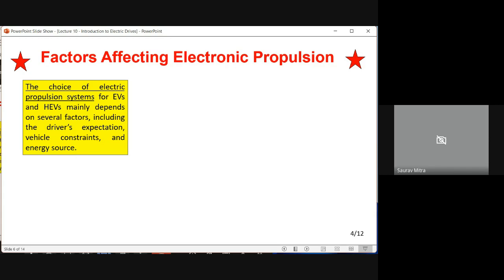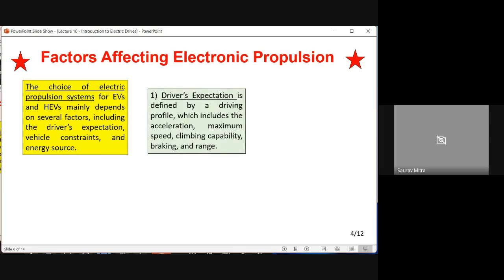And the third one is the energy source, whether it is diesel, petrol, or EV, whether it is hybrid or fuel cell driven. All these are the driver's choice, the choice of the person who is driving or purchasing the car. So this is one factor you have to understand which is affecting the propulsion system. Driver's expectation is defined by a driving profile which includes acceleration, maximum speed, climbing capability, that is the gradient it can take up, braking, and range. Braking means whether it is electrical braking or mechanical braking.